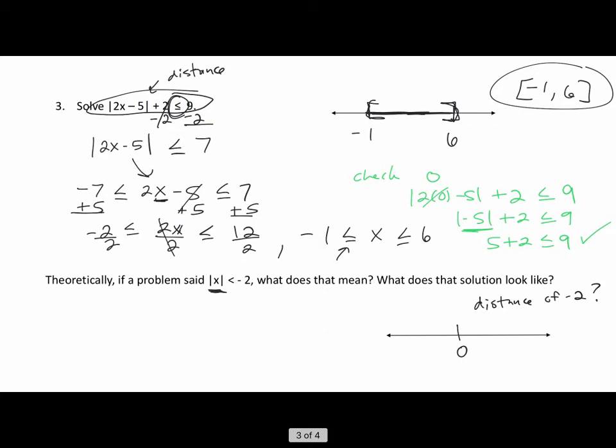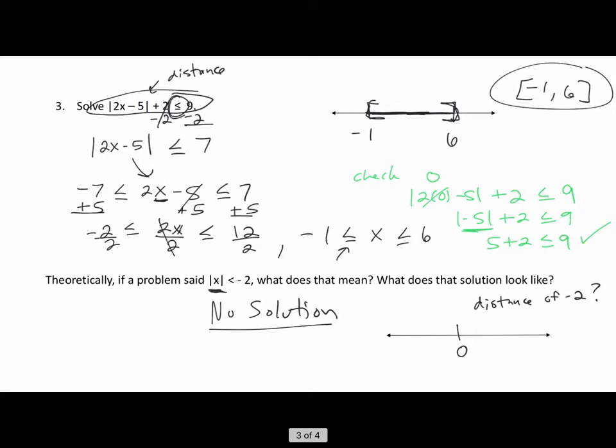-2? A distance of -3? Oh, no. That doesn't work. -4? No. -500? That doesn't make sense. The distance can't be less than -2 because even -2 doesn't make sense. So any number less than -2 would be ridiculous. So that means there would be no solution to this type of inequality statement.